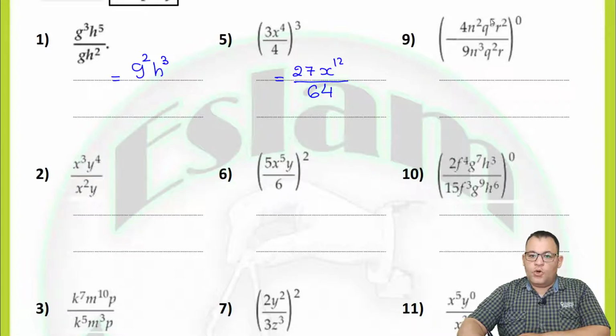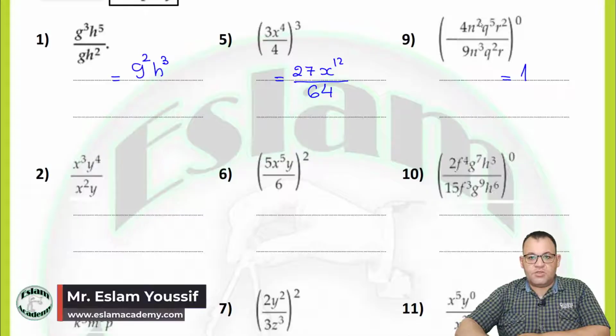4n to the power 2, q to the power 5, r to the power 2, over 9n to the power 3, q to the power 2, r, all raised to the power 0. This expression is equal to 1. Any expression raised to the power 0 is equal to 1, where this expression is not equal to 0.